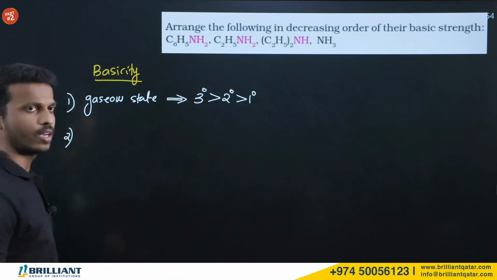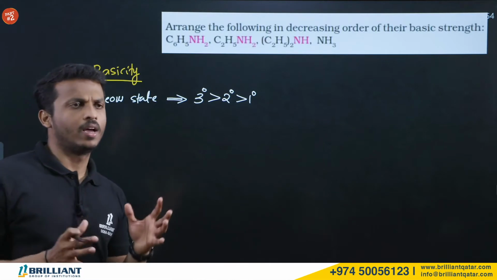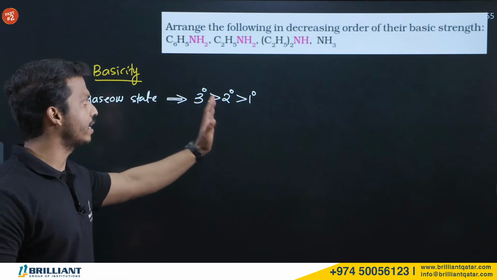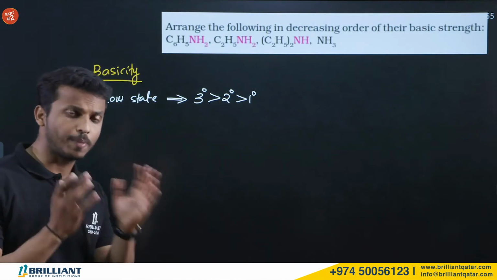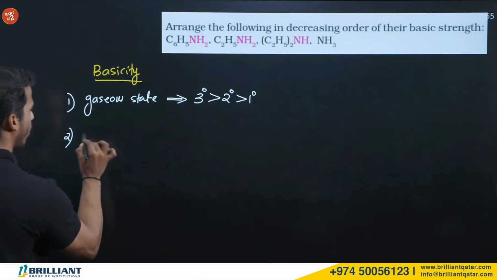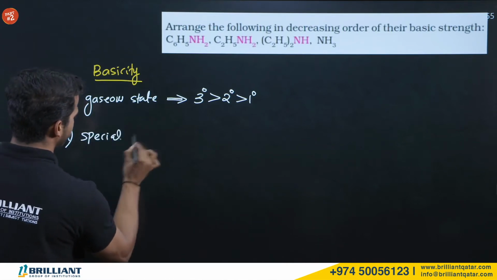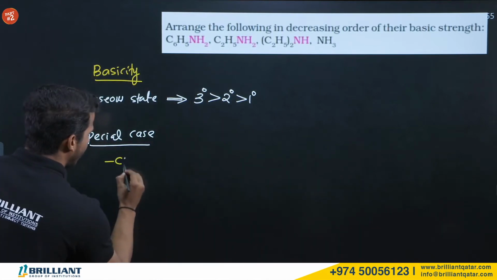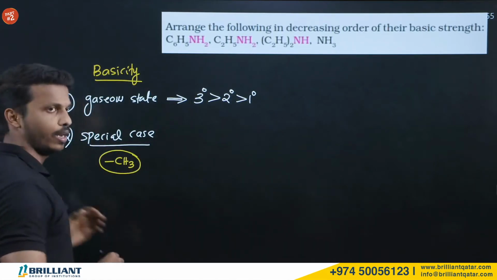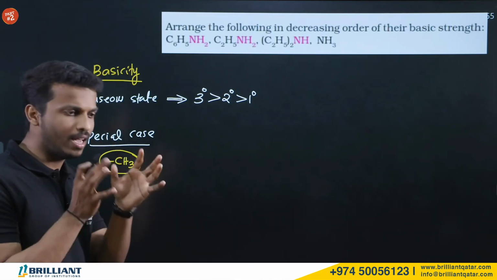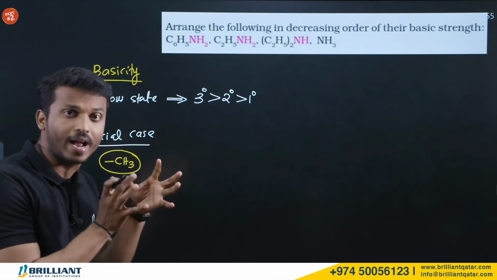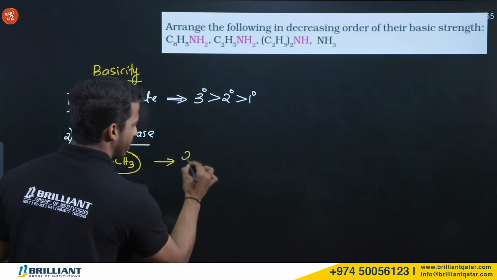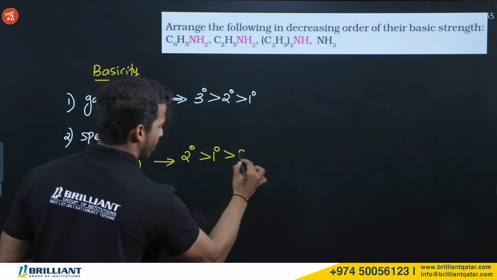Second one, you are dealing with the aqueous state. In the aqueous state, normally they will ask different types. So normally in the gaseous state, tertiary is greater than secondary, greater than primary. Then some special cases you are dealing with here. What are the special cases? Dear all, if the alkyl group is a methyl group, like methanamine, dimethylamine, if the given amine contains a methyl group as a branch, as a chain, you will write the basicity order as secondary greater than primary, greater than tertiary.